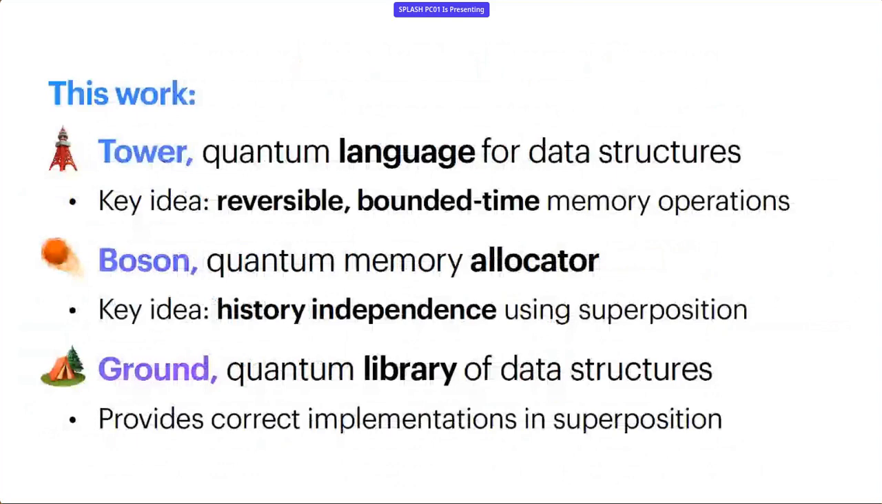Cool, so just to briefly recap, this work involves 3 contributions. The first is Tower, which is a language for implementing data structures that work correctly in quantum superposition and are compatible with quantum algorithms. The next is Boson, which is a memory allocator that works in conjunction with Tower to ensure that all of your data structures will be history independent and therefore give you that nice interference and speedup from those algorithms. To validate all of this, we've implemented a library of data structures and compiled them to a form that you can actually run.